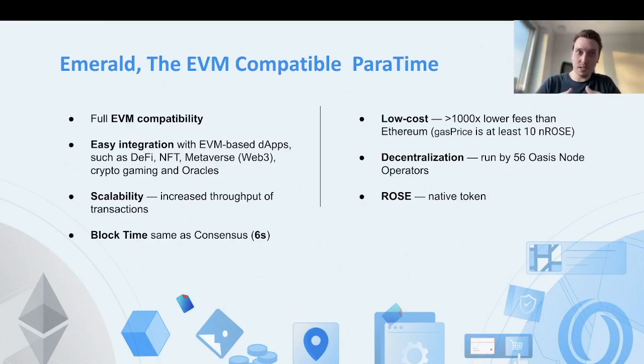And Emerald is an awesome example of that, right? So we have like 1,000 times lower gas fees than Ethereum. Just to give you an example, you can pay like $10 or $40 versus 2 cents or even less, right? So that's crazy, right? Now we have full EVM compatibility, right? That's why it's an EVM compatible ParaTime. And basically anything that you can do on Ethereum, you can do on Emerald ParaTime, right?